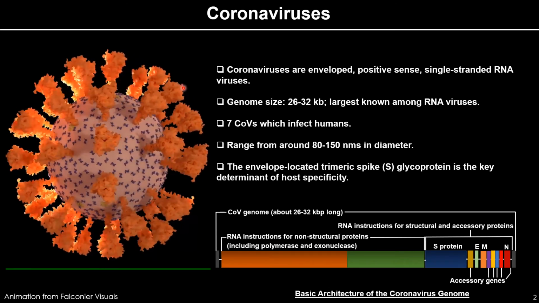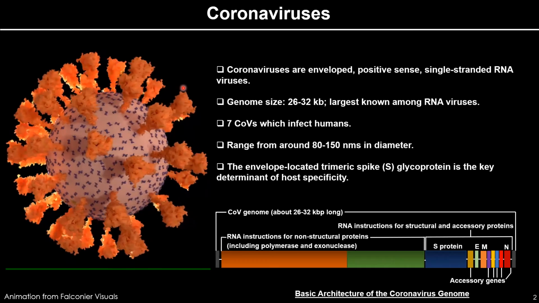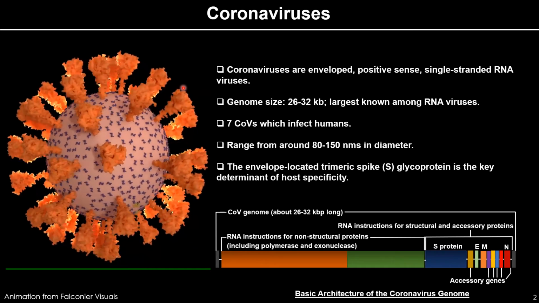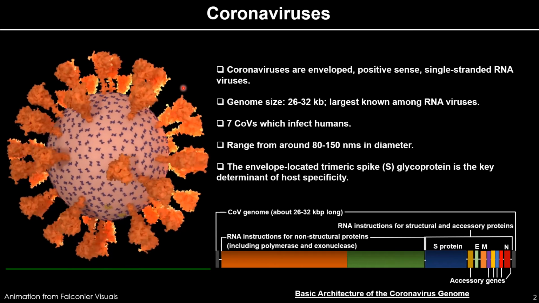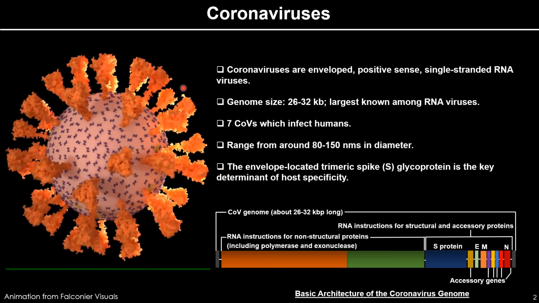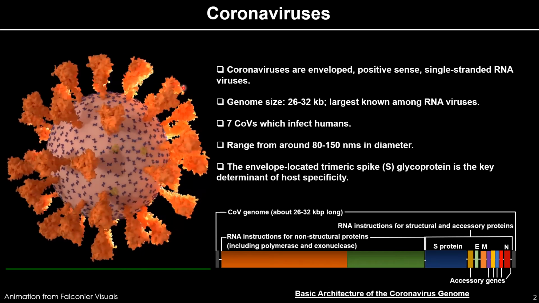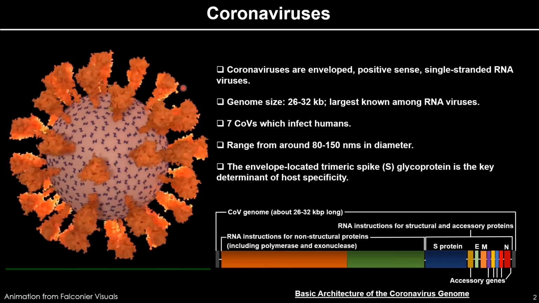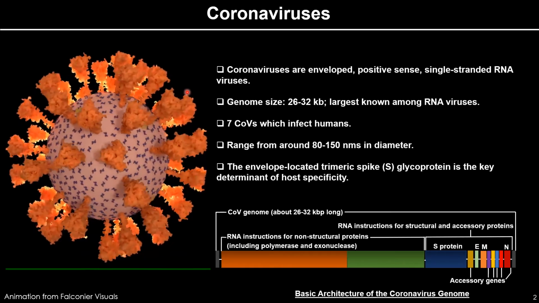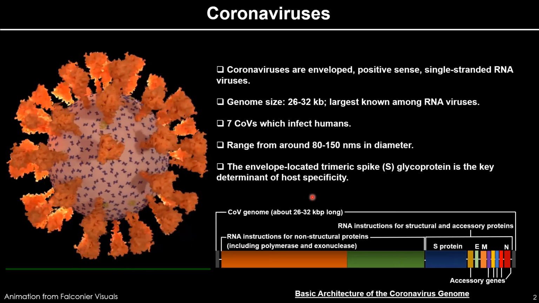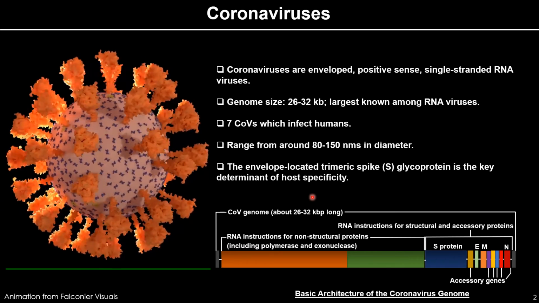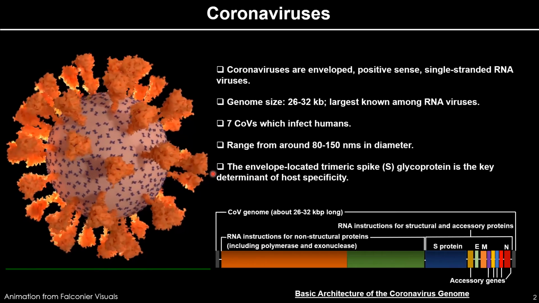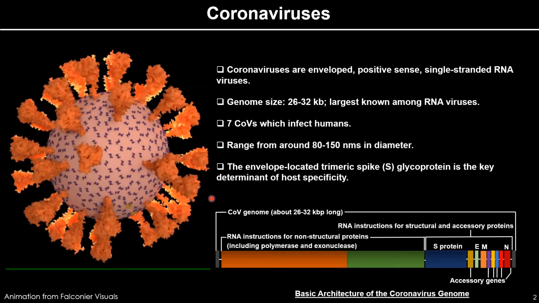Early researchers, when they were looking through electron micrographs of the virus, found that there is a halo just like the solar corona surrounding the spherical virion particle, and hence the name coronavirus came. This envelope located spike glycoprotein is a trimer, and it is the key determinant of host tropism.